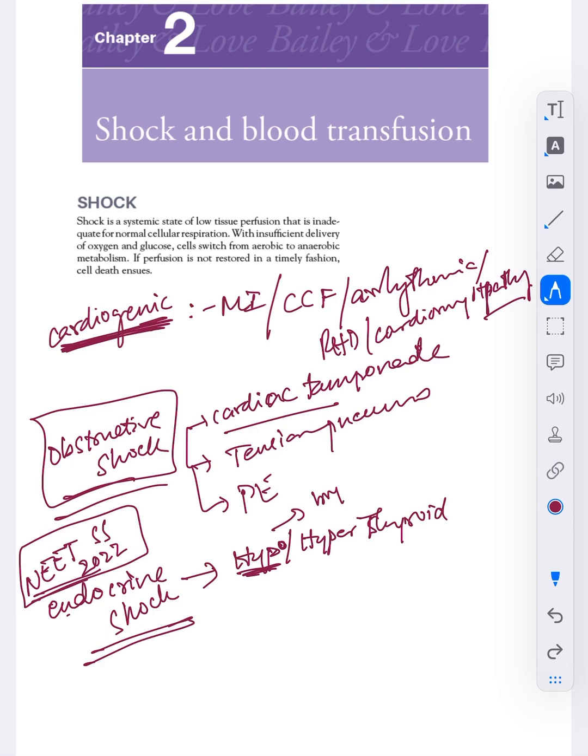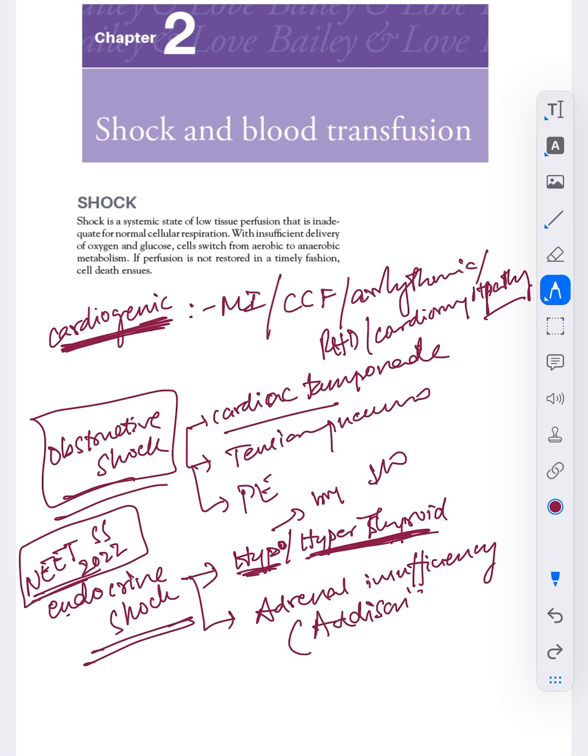And hyperthyroidism will have high output cardiac failure. Hyperthyroidism will have high output cardiac failure. Then second endocrine condition that can end up in shock is the adrenal insufficiency, also called as Addison's disease, which causes hypovolemic shock.